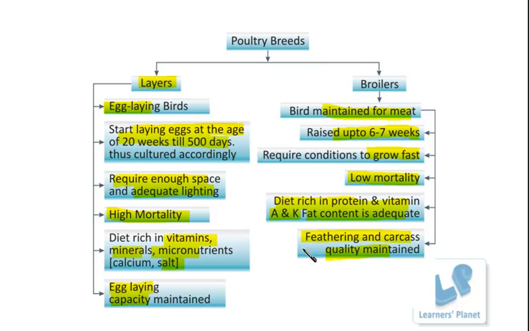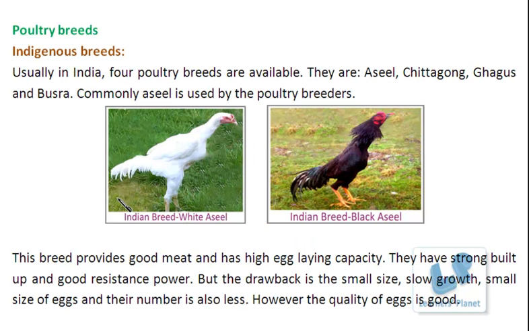Now I will discuss the specific breeds which are generally raised in the poultry farms in our country. So, as we have studied in cattle farming also, there are different breeds. There are local breeds and there are foreign breeds. Local breeds are known as indigenous breeds, and foreign breeds are also known as exotic breeds, isn't it? So in this case also we are going to discuss both types of breeds.